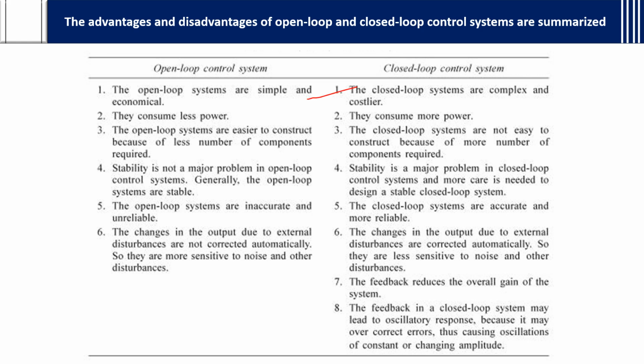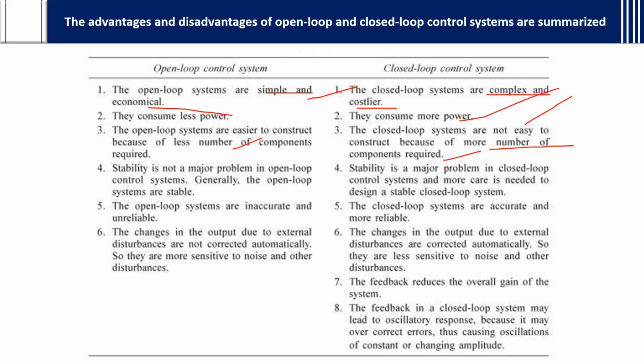The opposite is the case for the closed loop control system. If you see, closed loop systems are complex and costlier. Here it is simple and economical, but it is complex and costlier. They consume more power. Then closed loop systems are not easy to construct because more components are required. It is fewer components there, more components here.